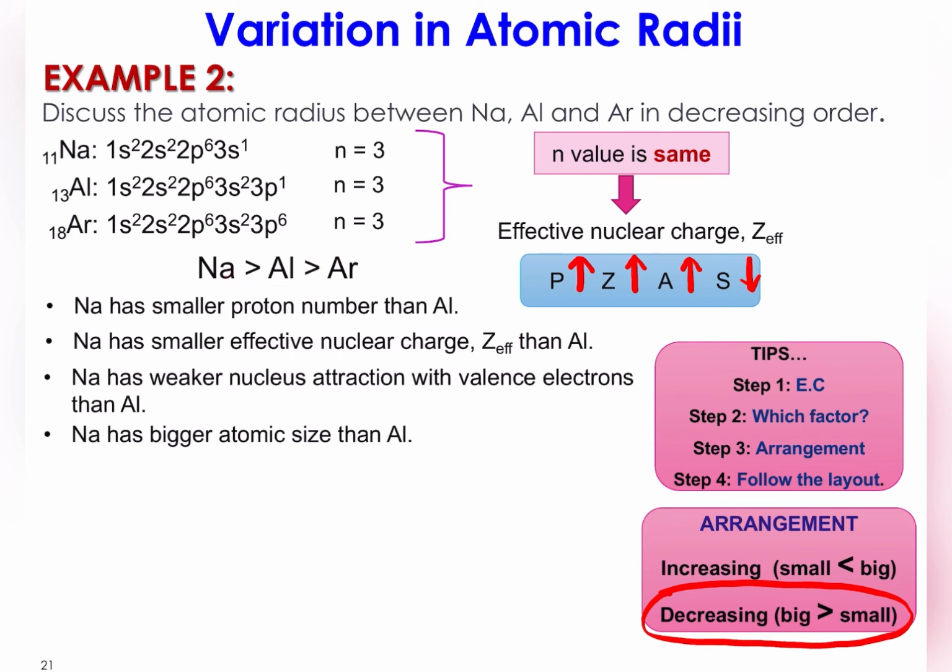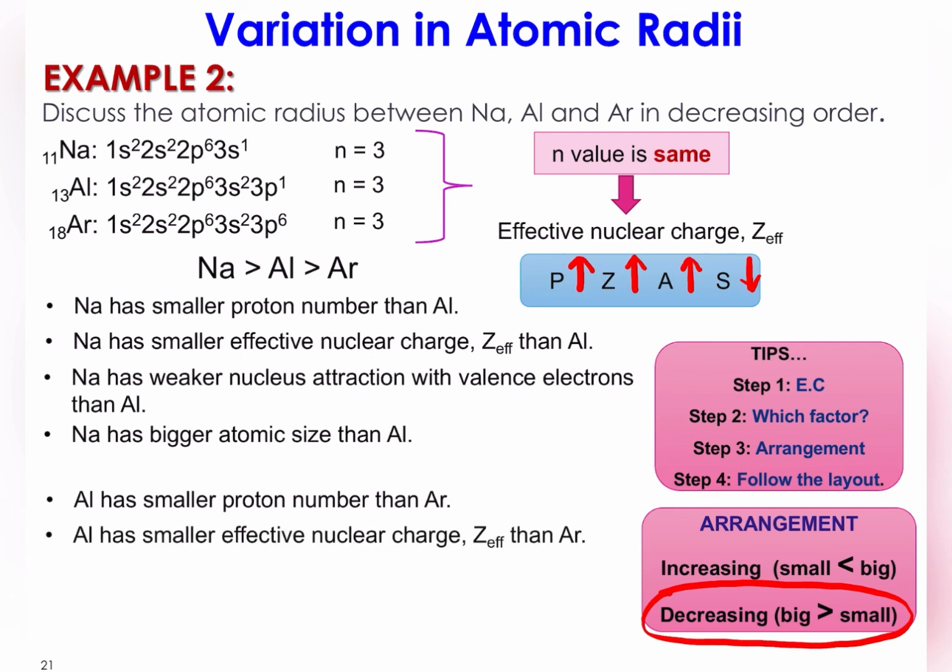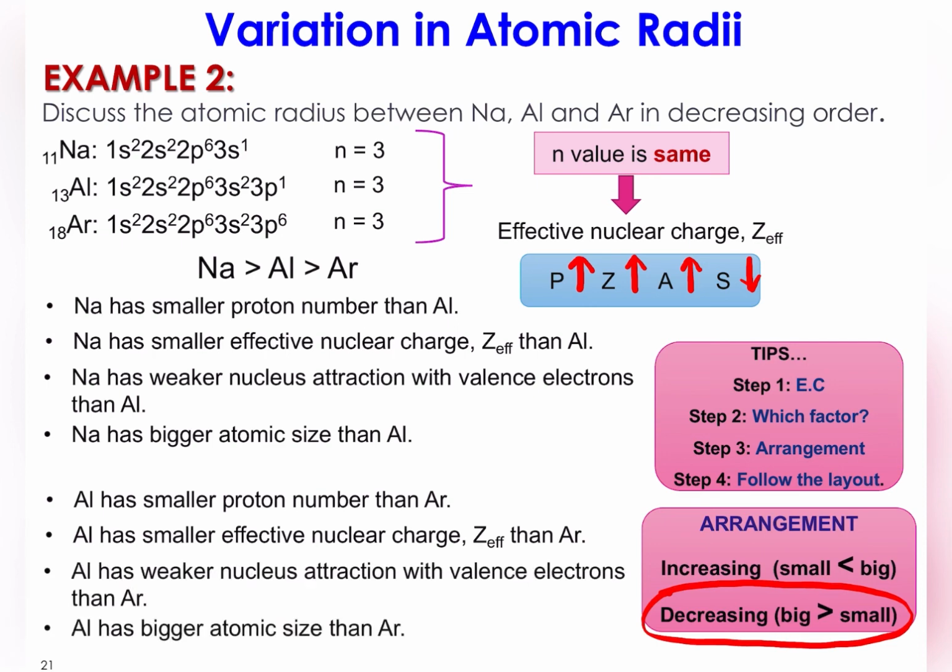Next one, paragraf yang kedua iaitu Al dan Ar. So my subject, contohnya saya pilih Al. So Al has smaller proton number than Ar. And then smaller effective nuclear charge than Ar. Weaker nucleus attraction with valence electrons than Ar. That's making Al has bigger atomic size than Ar. So itulah cara untuk awak jawab soalan based on different element.